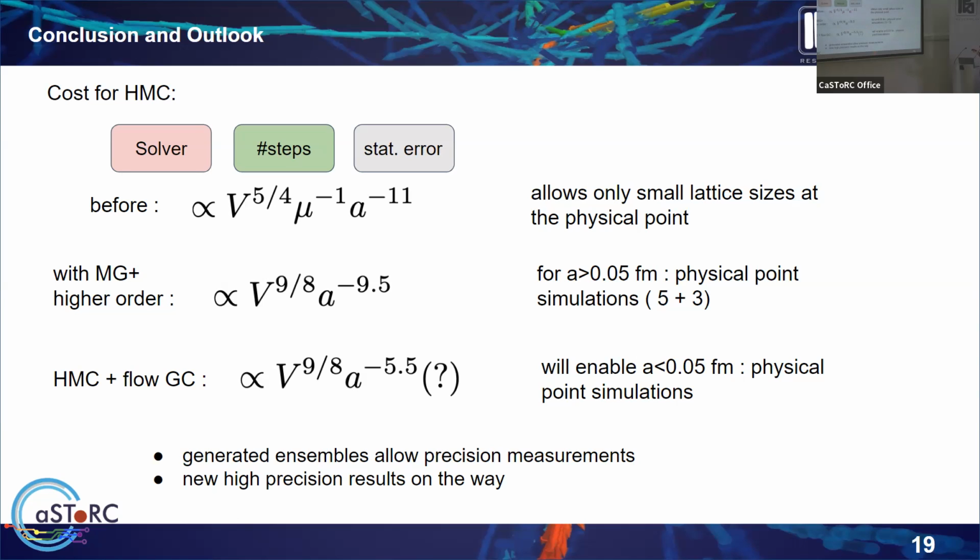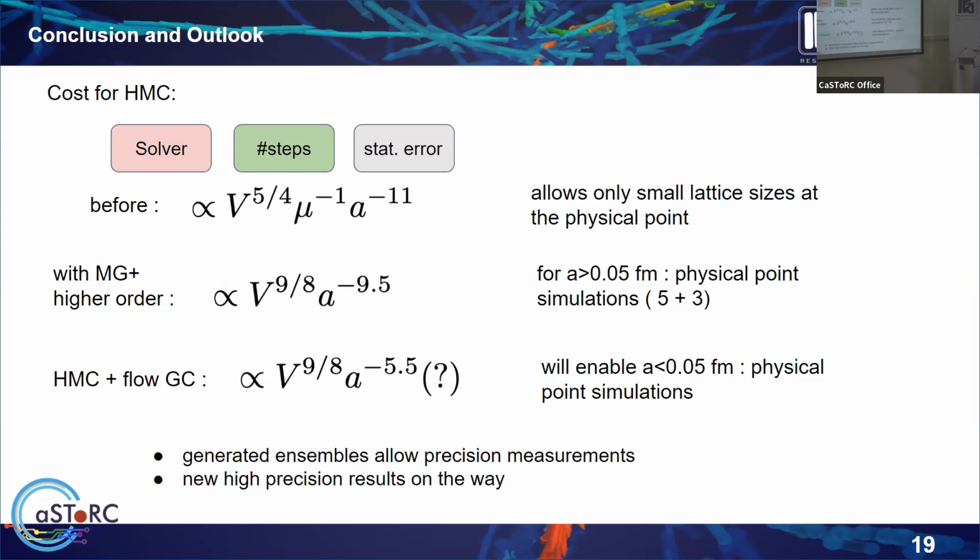So if you now include the multigrid and the higher order integrator, you come up with this. So you get rid of the mass dependence more or less. And due to higher order integrators, you also reduce the autocorrelation time here. And one factor of a is coming from mu. So if you get rid of the quark mass dependence, you also get rid of one of these a's.